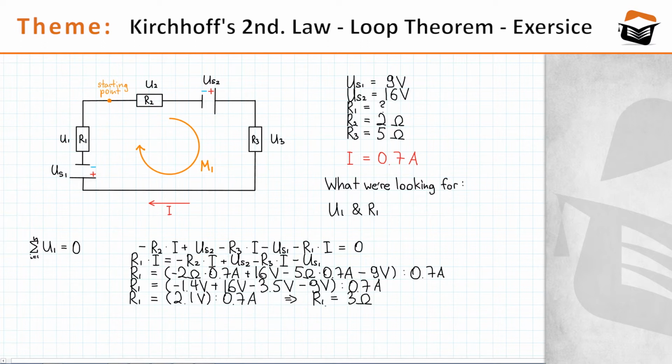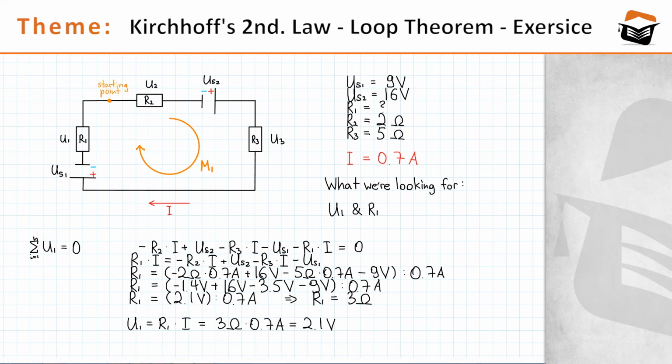So the resistance of this resistor is 3 ohms, and computing the voltage drop across that resistor is an easy task. You just multiply R1 by the current. That gives you 3 ohms times 0.7 amps, and that is equal to 2.1 volts. So basically, the same value that you have already seen here.